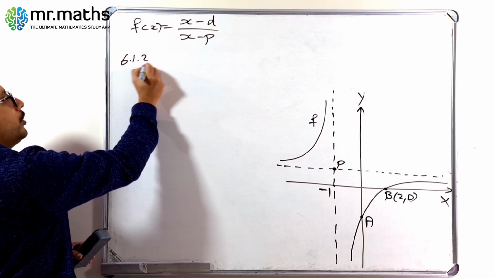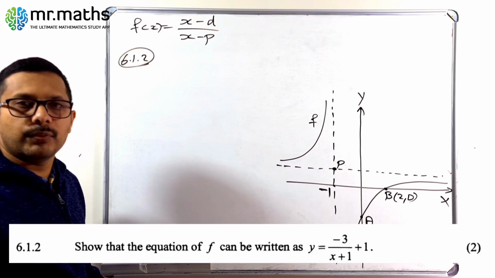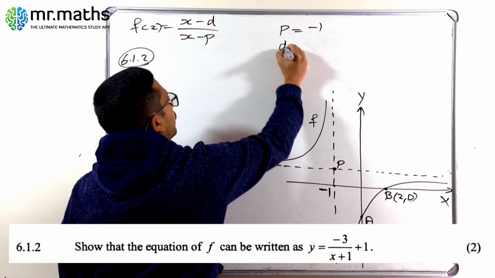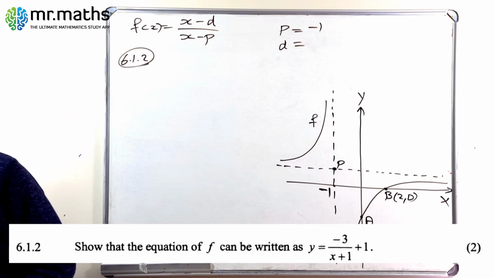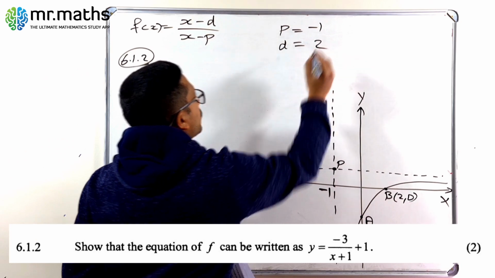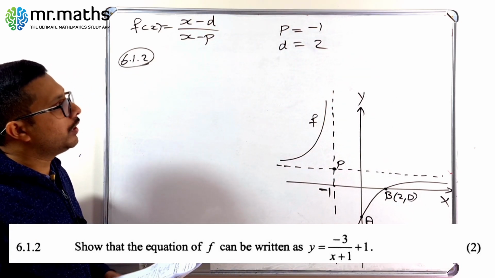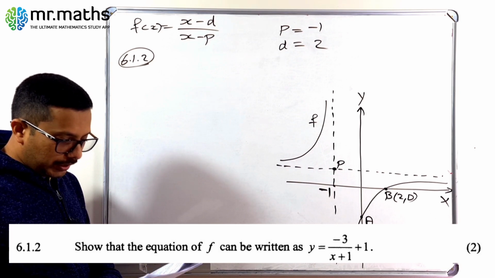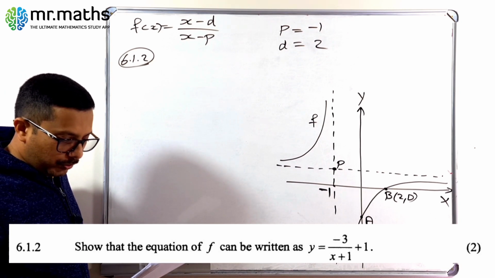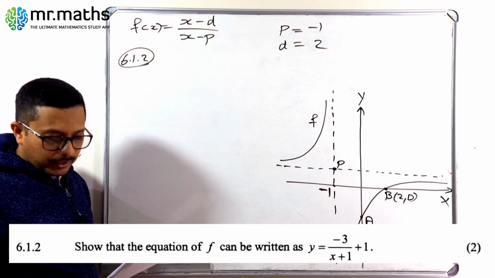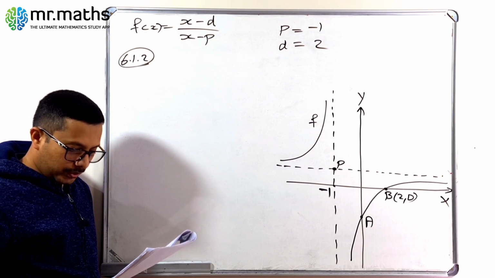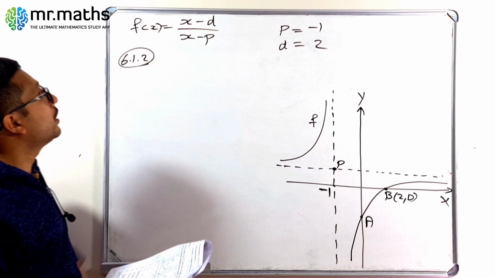Question number 6.1.2. Before I start this one, what is the value of p? P is equal to -1, and what is the value of d we got? 2 or minus 2? The value of d is positive 2. So in the previous question 6.1.1 we got the values of d as 2 and p as minus 1. Now what is this question? 6.1.2, show that the equation of f can be written as y is equal to minus 3 divided by x plus 1, plus 1. You have to write the equation of this f of x like that.